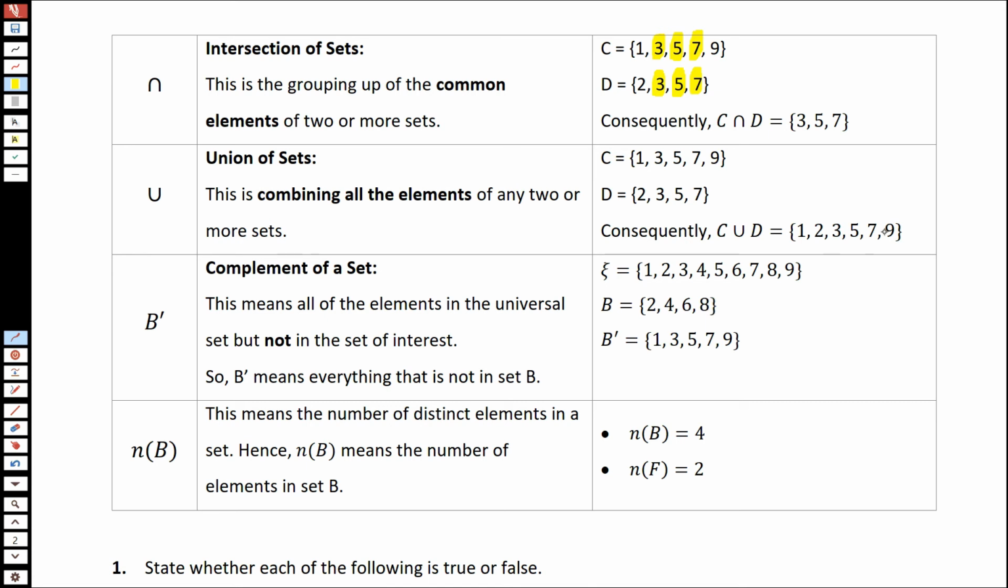And you can order them any way. You don't have to order them from the smallest to the largest. The order does not matter at all.